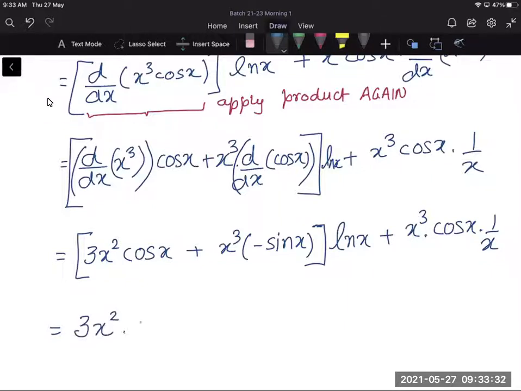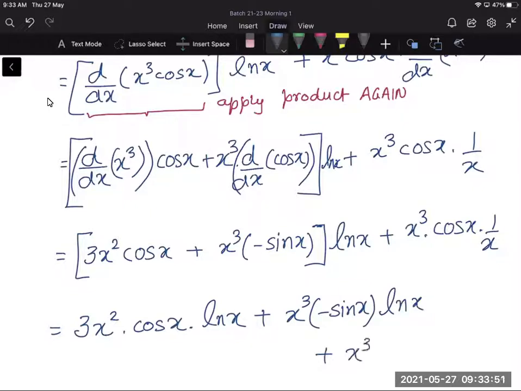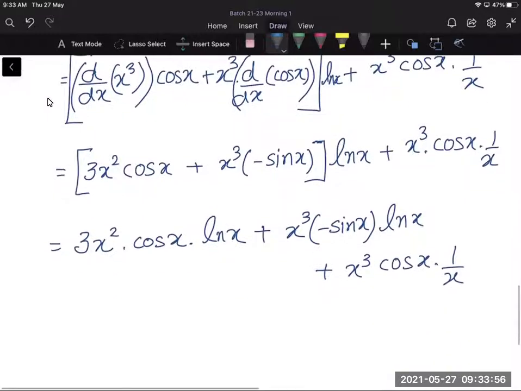3x square cosine x into ln x. Right? This is the first term. I'm expanding the bracket, I'm expanding the square wala bracket. Plus x cubed minus sine x ln x plus x cubed cosine x into 1 by x. This is the answer. I hope all of you are agreeing on the fact that this is the answer.